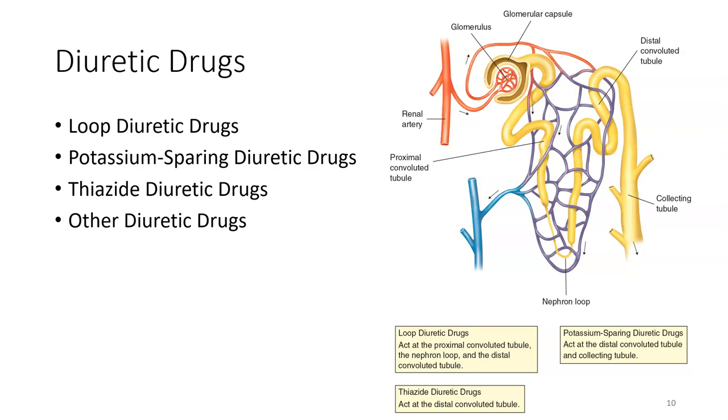Diuretic drugs are used to reduce fluid. There are three main pharmaceutical classes of diuretic drugs, including loop diuretics, potassium-sparing diuretics, thiazide diuretics. Now, there are others. There are carbonic anhydrase inhibitors, which we've talked about previously.